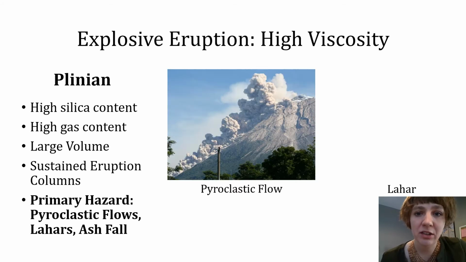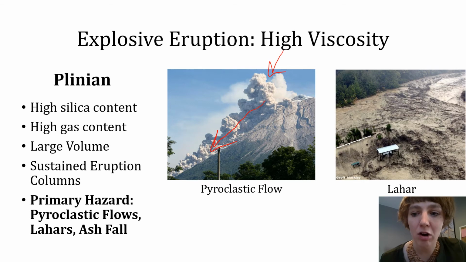Primary hazards generated by Plinian eruptions include pyroclastic flows, which you can see here is this cloud of material that's actually moving downhill. These are incredibly deadly mixtures of hot ash and gas. The other thing that these composite cones are known for is lahars, which is an Indonesian word for volcanic mudflow.